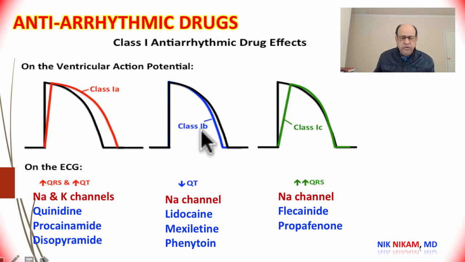The class 1B antiarrhythmics decrease the repolarization phase duration. They shorten the QT interval. You can see the difference: class 1A prolongs the QT interval, whereas class 1B shortens the QT interval. It also acts on phase 0 of the action potential, which is the sodium channel. Lidocaine, Mexiletine, and Phenytoin belong to these class 1B antiarrhythmics.